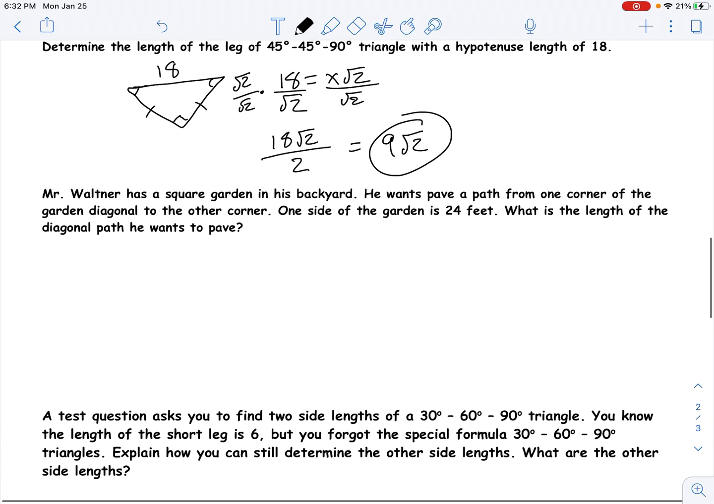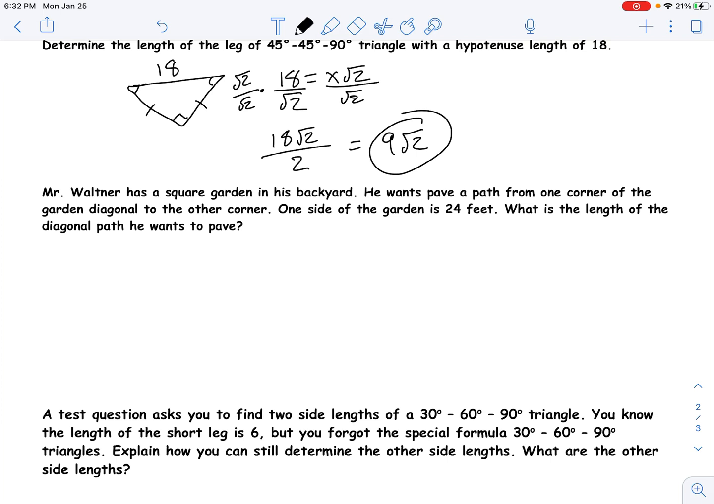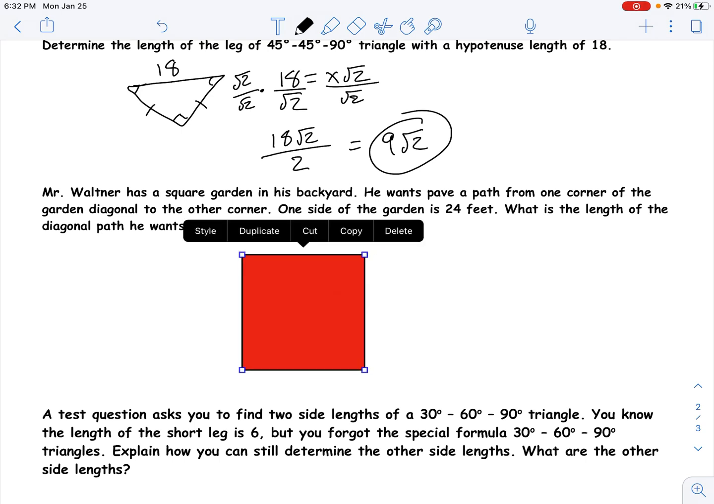Next one says, Mr. Waltner has a square garden in his backyard. He wants to pave a path from one corner of the garden diagonal to the other corner. One side of the garden is 24 feet. What is the length of the diagonal path where he wants to pave? So if he has a square garden, if you're thinking about this, square garden. I don't know why it's chose red, but we're going to go with that. Okay. And it wants a path from one corner to the other. That would look like that.